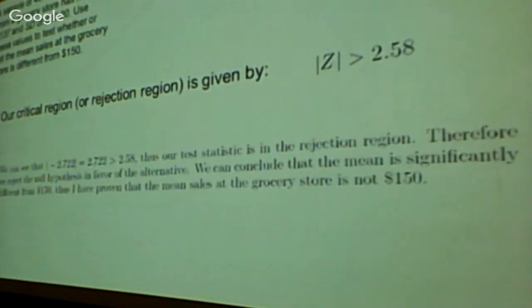So in other words, our test statistic is in the rejection zone. Therefore, we reject the null hypothesis in favor of the alternative. We conclude that the mean is significantly different from 150. Right? Thus, I have proven that the mean sales at a grocery store is not 150. I haven't proven what it is. All I've proven is that it's not 150. That's all I can do.